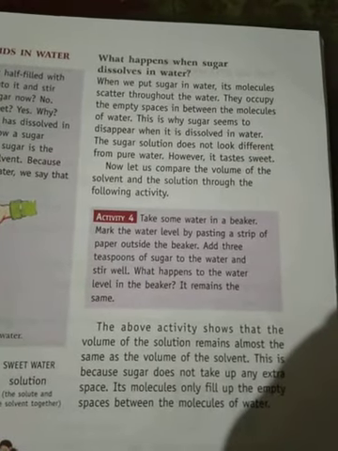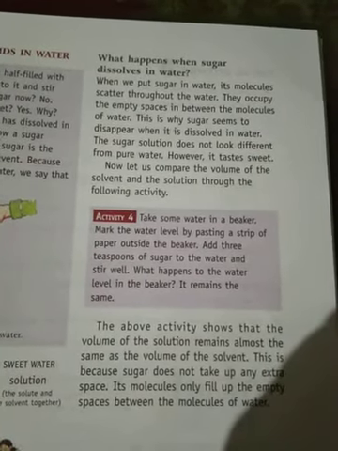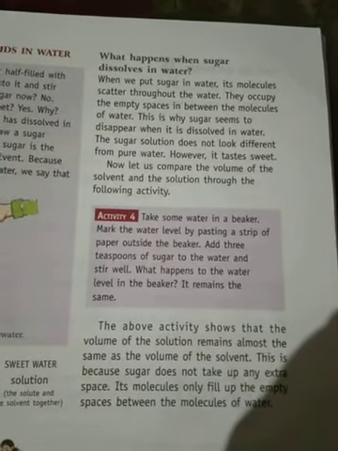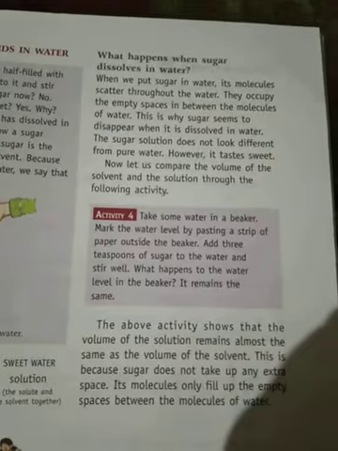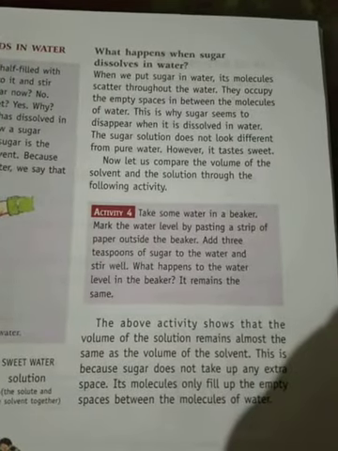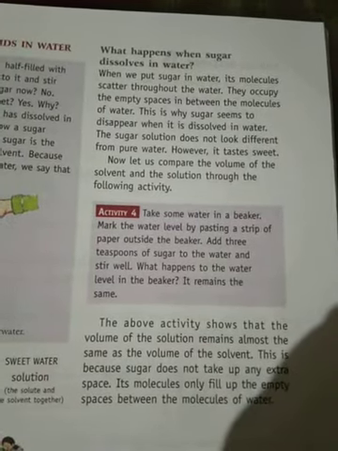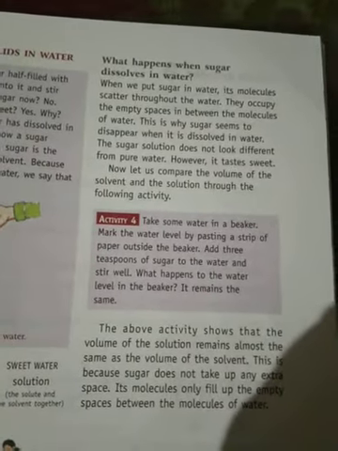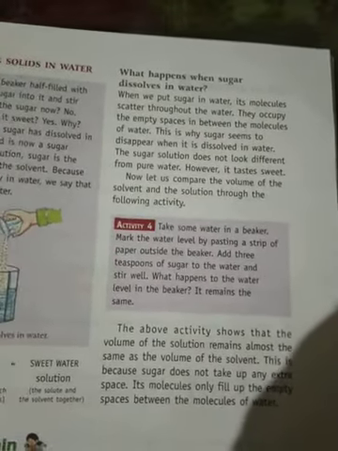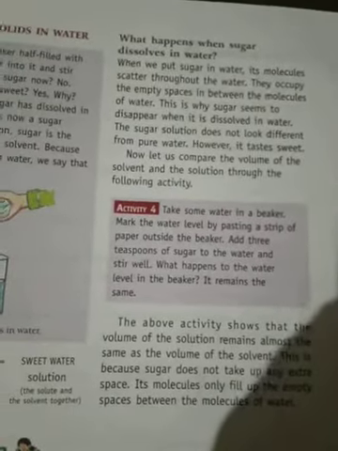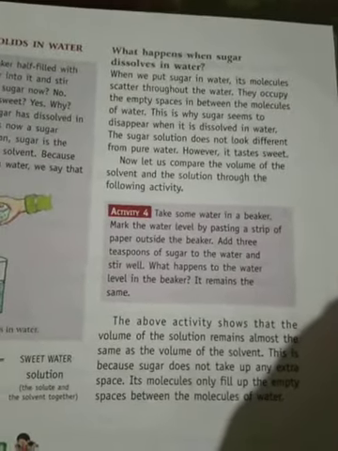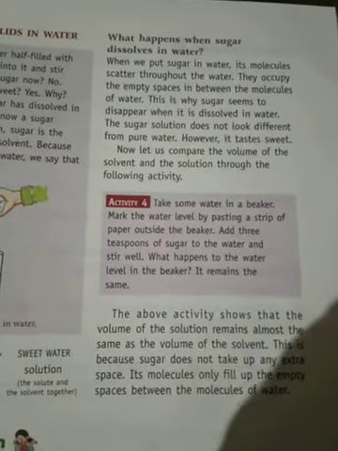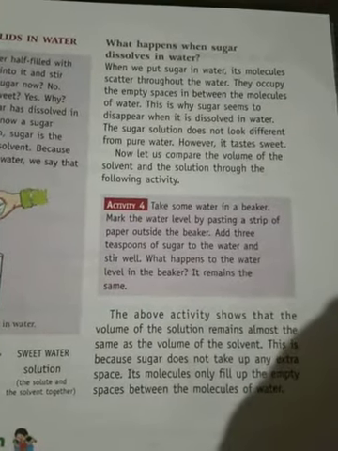You are asked to take some water in a beaker. Then you have to mark the level of water. By any means you can mark it. Now you have to add 3 spoonfuls of sugar into that water, and stir it quite well. You will observe that the level of water remains the same.